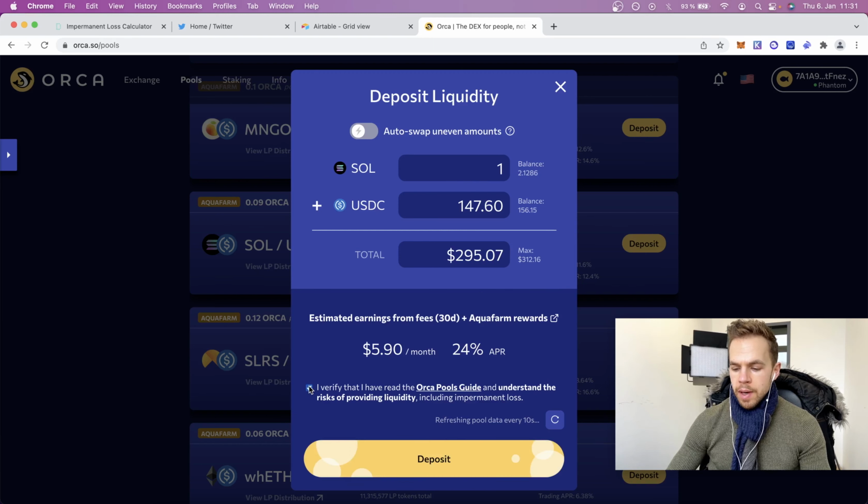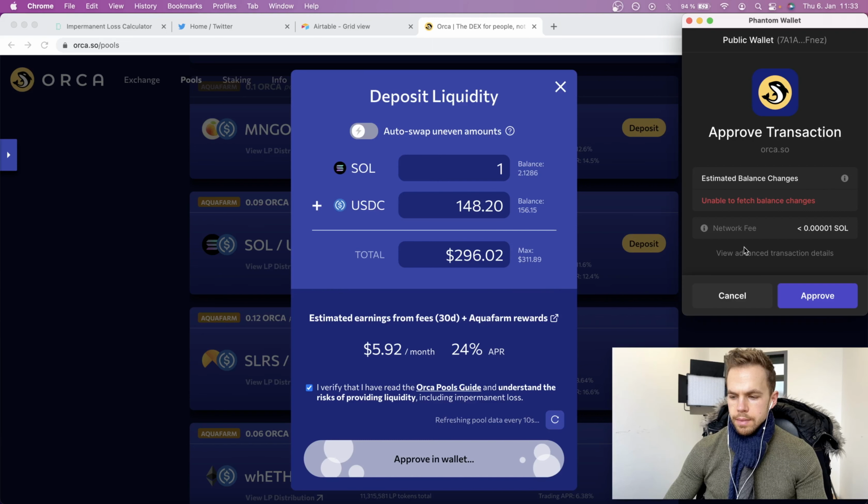And then we see what we get roughly in a month, within a year. At the bottom, we verify that we read it and we understand the risk. And then we click on deposit. Our Phantom wallet opens up. We just click on approve.